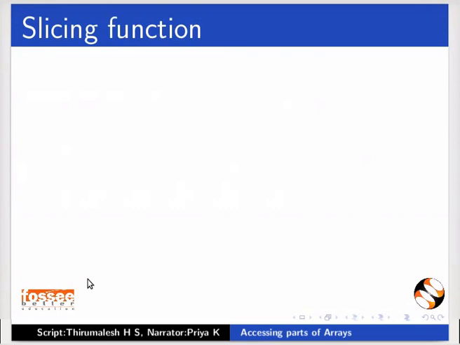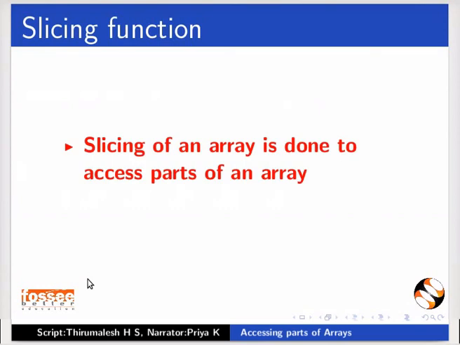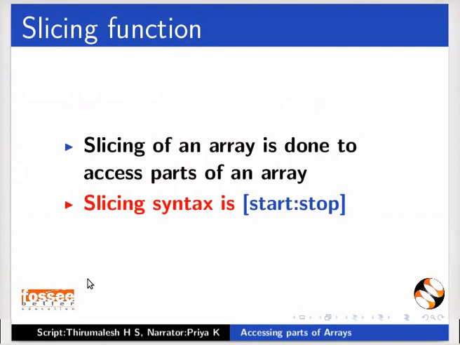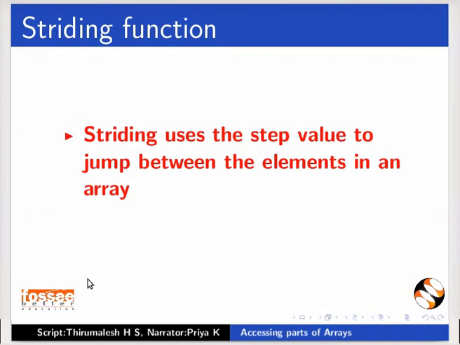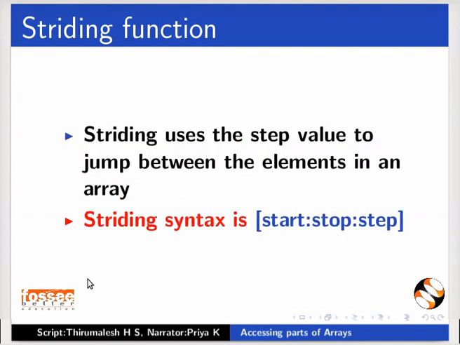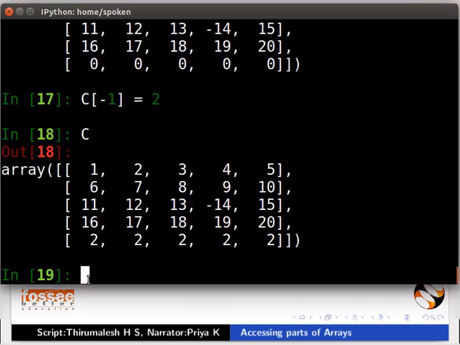Now let us learn to slice an array. Slicing of an array is done to access parts of an array. Slicing syntax is [start:stop]. Striding uses the step value to jump between the elements in an array. Striding syntax is [start:stop:step]. Switch back to the terminal.